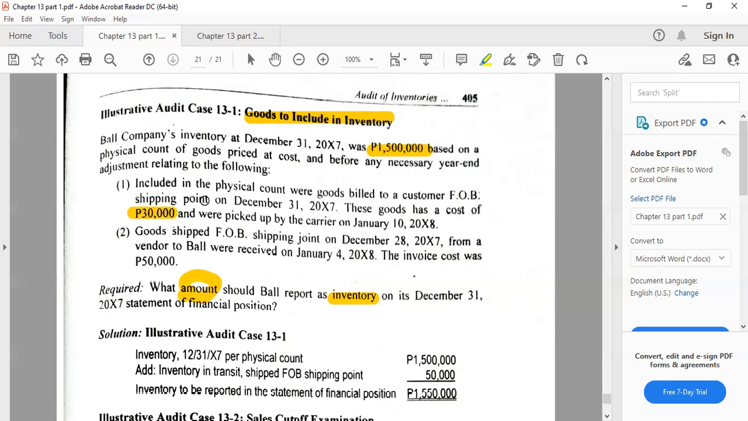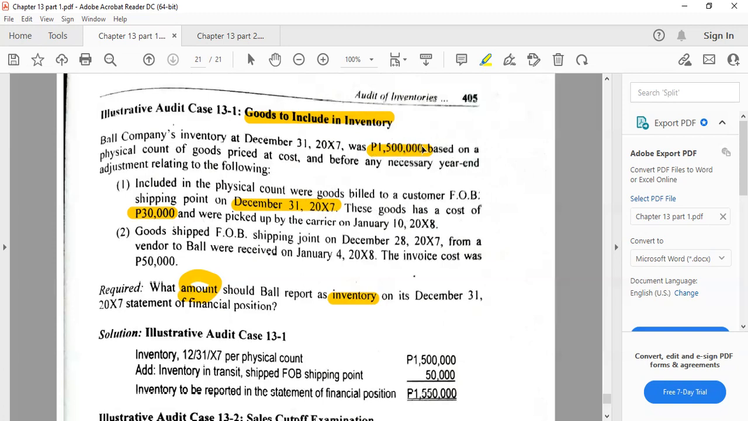Now take note, as long as it is FOB shipping point, ownership transfers at the time of shipment. So here, it was appealed: was it correctly included? Yes, it was correctly included. It really still belongs to Ball because it was only shipped on January 10. That's the only time it will be removed from Ball's inventory. But as of December 31, the cut-off, the 30,000 worth of goods still belongs to Ball. So it was correctly included.